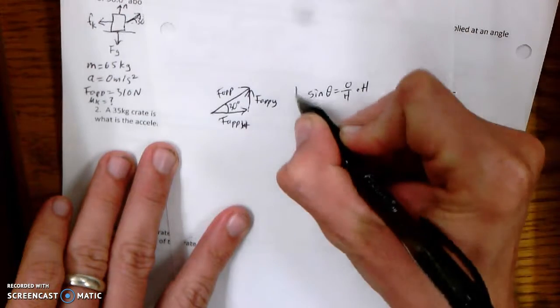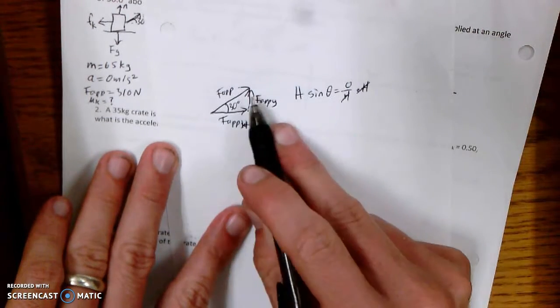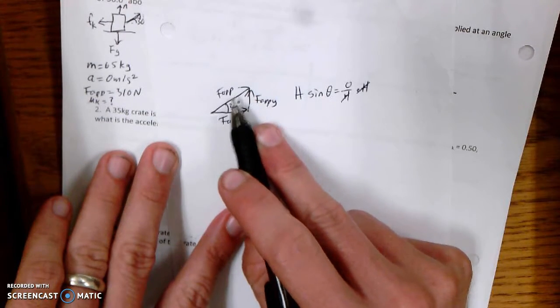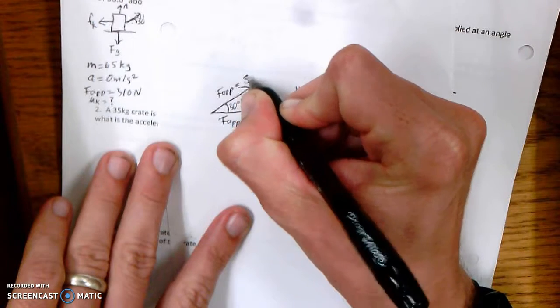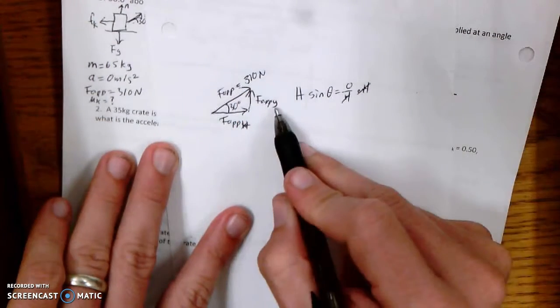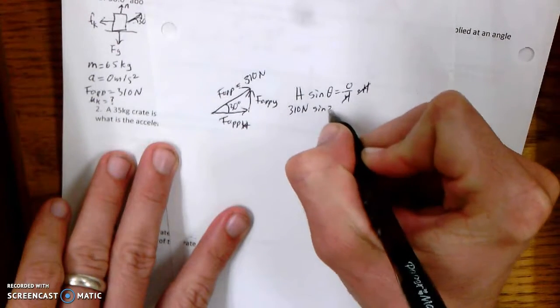Multiply both sides by hypotenuse to solve for the opposite. The y is going to be hypotenuse sine. The hypotenuse is not a velocity this time, it's a force. And that force in this problem was 310 newtons. So this side over here is going to be hypotenuse, 310 newtons, sine of our angle, which was 30 degrees.